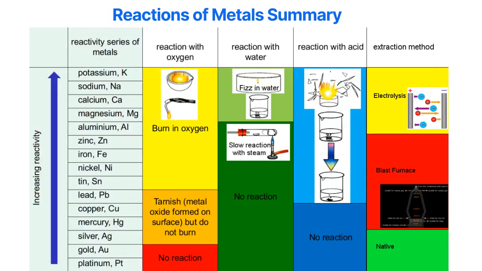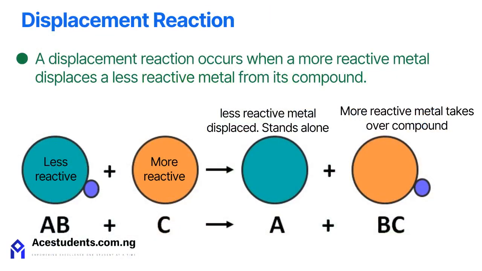The position of a metal in the reactivity series explains its behavior. Metals high in the series react strongly, while those low in the series hardly react at all. A displacement reaction happens when a more reactive metal pushes out a less reactive metal from its compound. For instance, a reactive metal like iron can replace copper from copper sulfate solution.